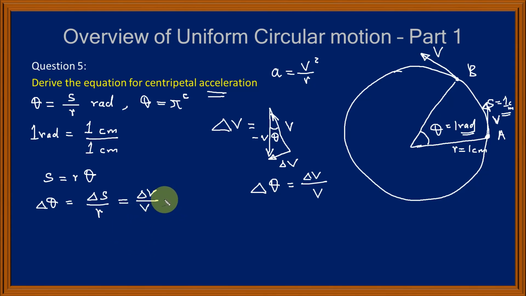And of course, over here, I can make delta V the subject by multiplying both sides by V. So I'm going to have delta V equal to V delta S over R. Okay, things are getting a bit crowded here, but I hope you can follow. Delta V is equal to V delta S over R.